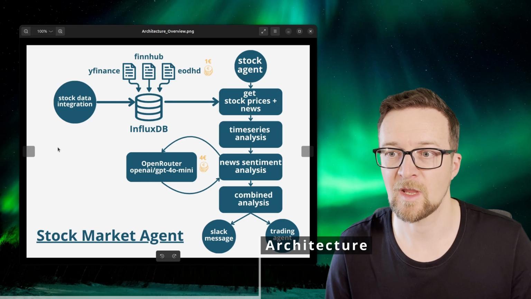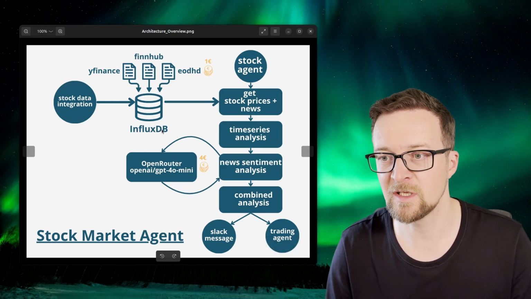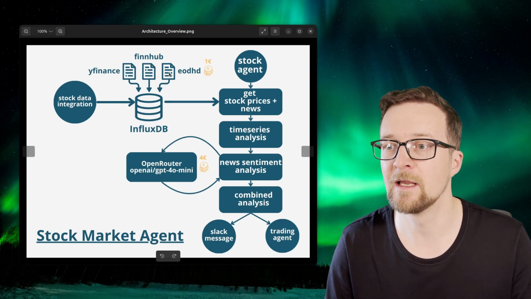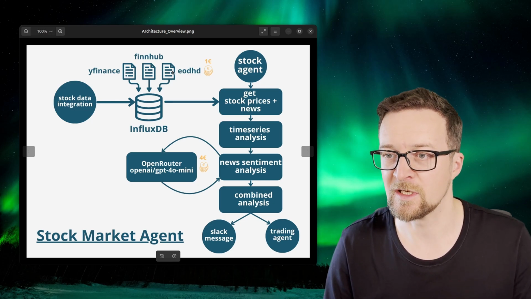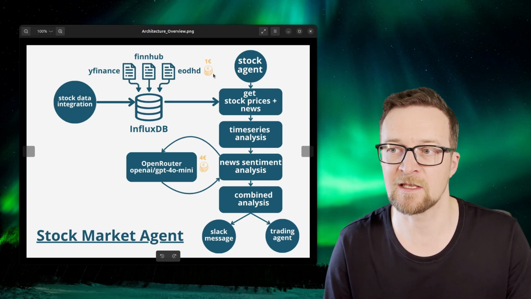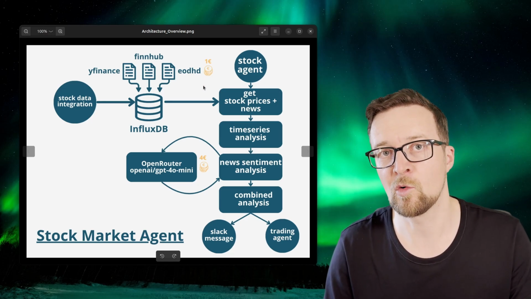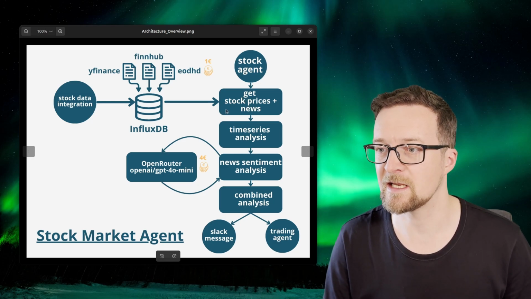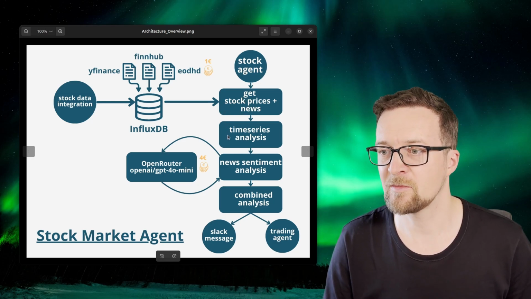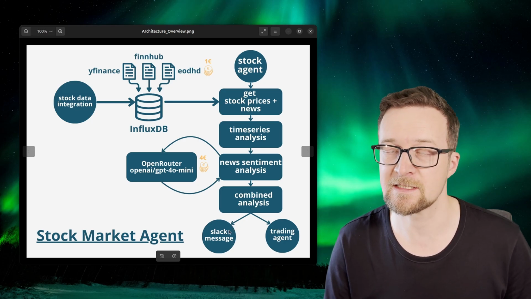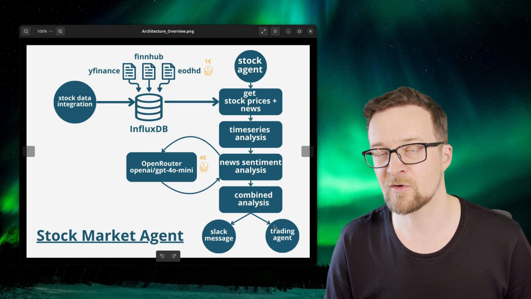Here's the full architecture. We've got our central database, InfluxDB, which we feed by using certain APIs like YFinance, Finnhub, and EODHD in order to ingest the news data and stock prices. For EODHD, I additionally spend 1 euro for the whole 5-year time span. Then the stock agent uses the stock prices and news data in order to make some recommendations from the classical analysis and the sentiment analysis, combine those, and then eventually send out a Slack message or use the recommendation for day-to-day trading.